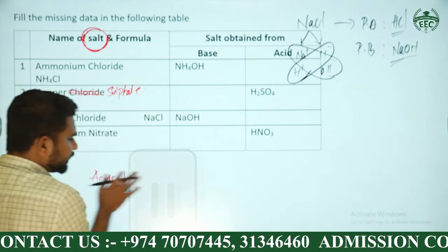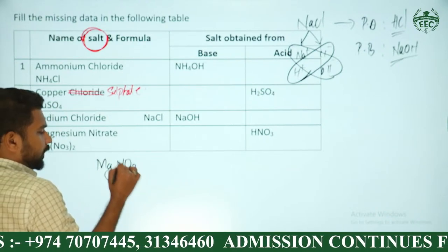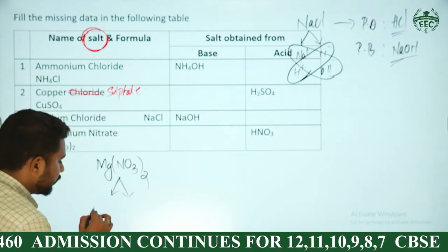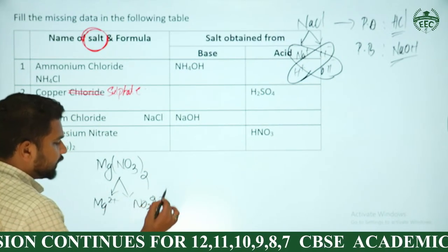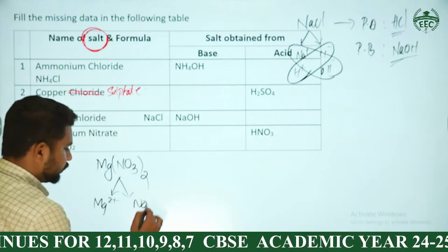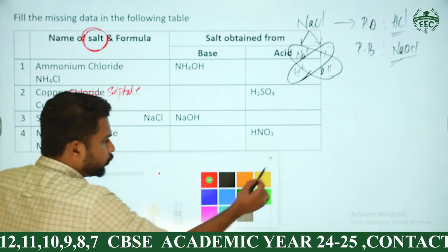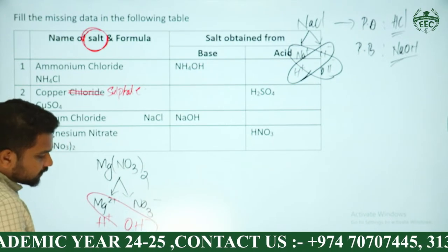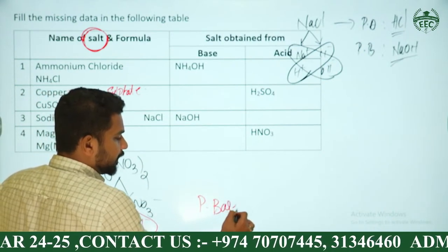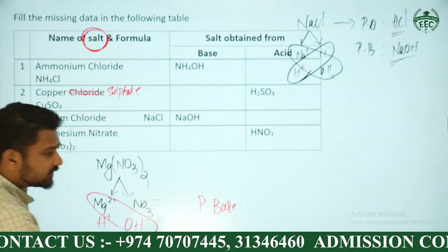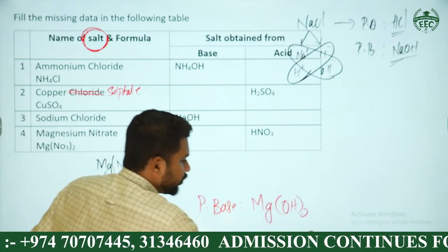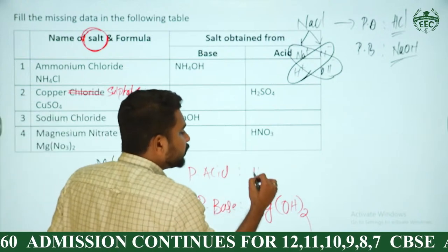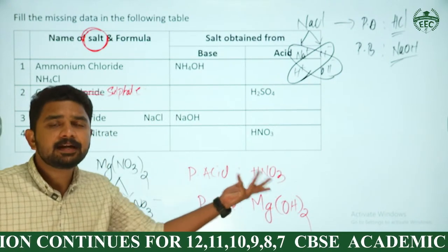And the last one. Mg(NO3)2. I'm writing the last one. From Mg(NO3)2, there will be Mg2 plus and NO3 minus, right? And when you add H2O to it, what will happen? H2O means H plus and OH minus. So when Mg2 plus and OH minus combine, what will they form? The parent base. It is Mg(OH)2. And what will be the parent acid? H plus and NO3 minus combine. They will form HNO3. That is our parent acid, nitric acid. Simple.